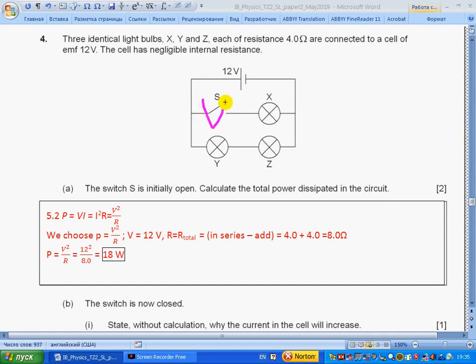When the switch is open, we can forget about this part because no current flows here. And we have Y and Z connected in series to the cell. Potential difference across Y and Z will be equal to the EMF, 12 volt. We can consider this section as a section with some total resistance. From section 5.2, we choose the formula for power in which we have only voltage and resistance. Voltage, as I said, is 12 volt. Total resistance for two resistors connected in series is the sum, 8 ohm. We substitute values and we get 18 watt.